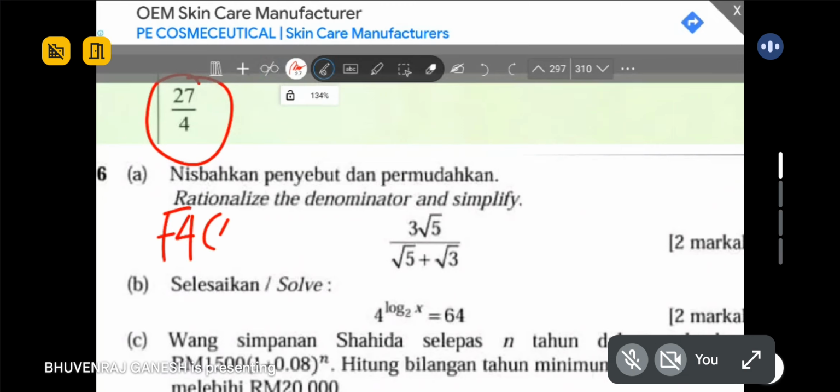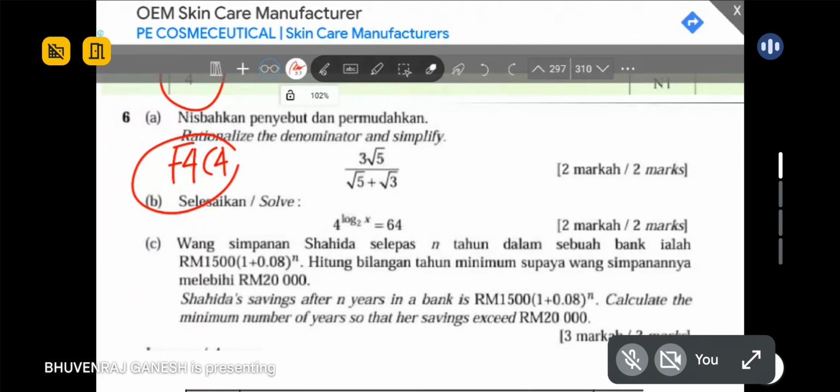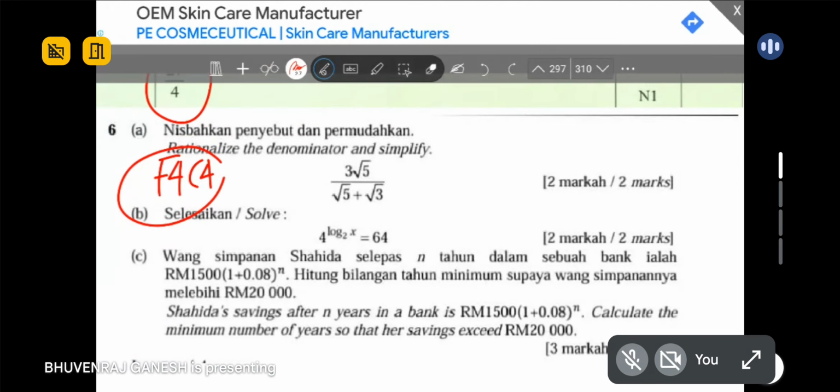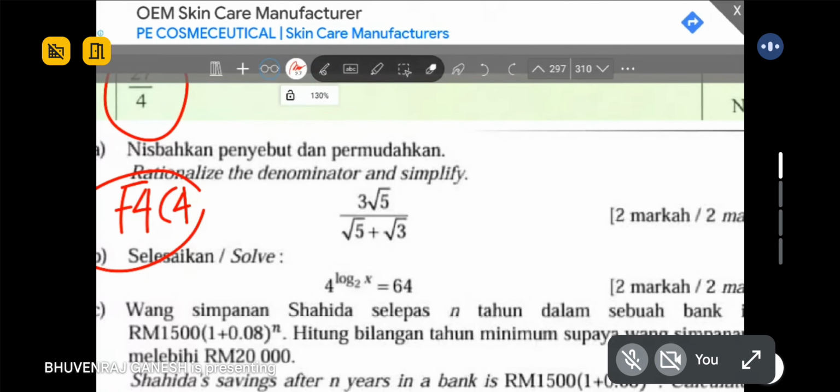Form 4, chapter 4. Indices, surd, and log. This question is very good because it tests you on all the concepts, indices, surd, and log in one question. Okay. So this one, guys, they ask you to rationalize the denominator. So how do I rationalize this, guys?